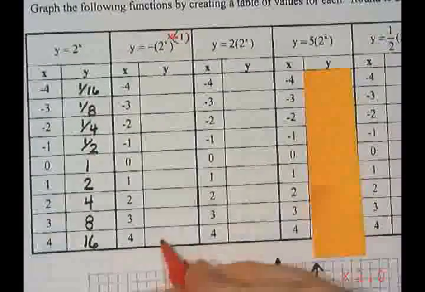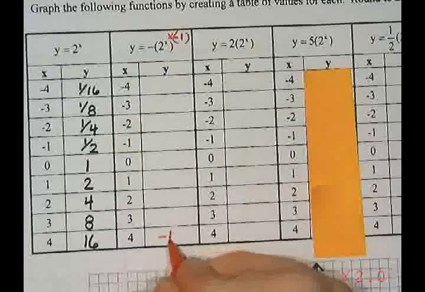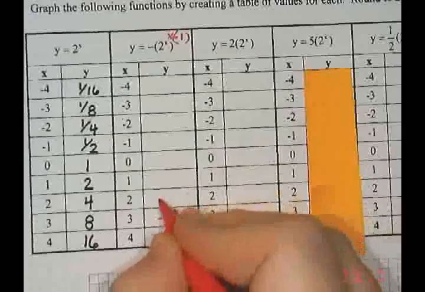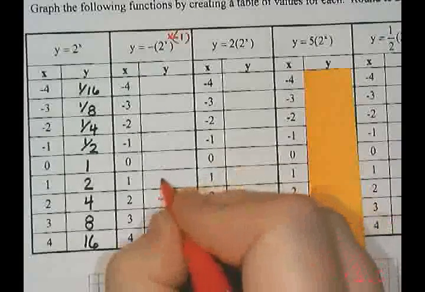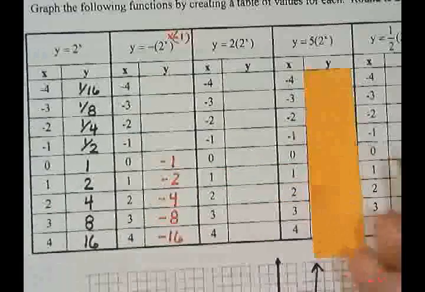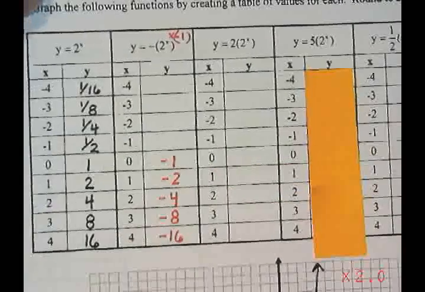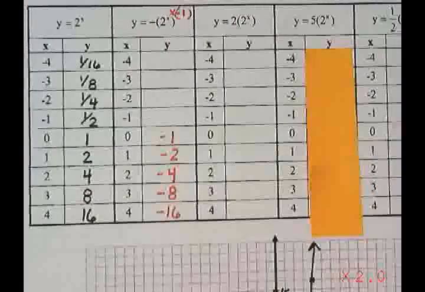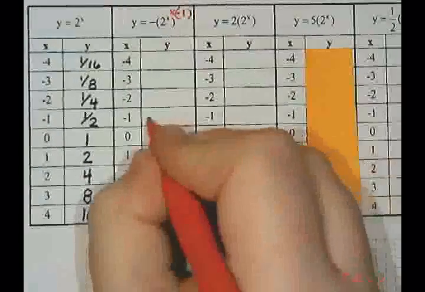So 16, I'm going to start at the bottom, times negative 1 is negative 16. 8 is going to be negative 8. 4 times negative 1 is negative 4. 2 times negative 1 is negative 2. 1 times negative 1 is negative 1. Negative 1 times 1/2. Now at this point, if we wanted to make it a decimal to make it easier to graph, that would be okay. That's going to be 0.5, so this would be negative 0.5.